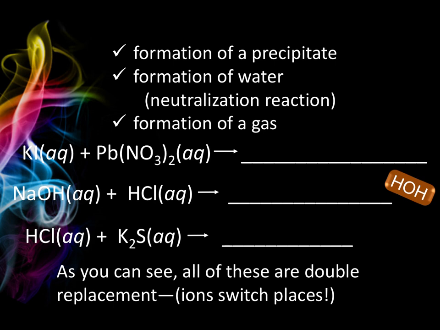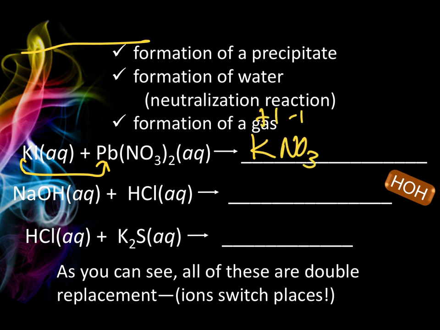So these guys right here, if we were to look at these, we've got to kind of know what's going on and be able to predict. All of these ions are going to switch places, as we know. K is going to go there, so I'm going to get potassium nitrate. The next one we're going to get is lead iodide, lead 2 iodide. Well, that guy is a precipitate.